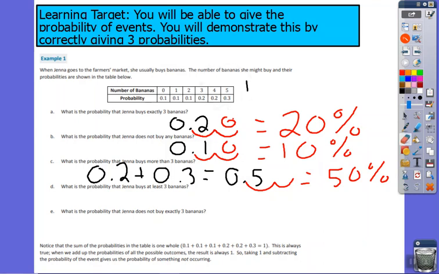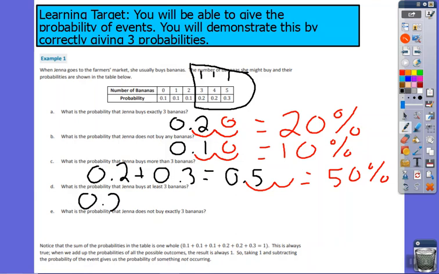Our next one, D. What is the probability that Jenna buys at least 3 bananas? Now we're still kind of thinking the same thing, but if I say at least 3, it means now 3 is a possibility, and we're going to go up from there. Because like on your grade, you want at least a 65 to pass, but you would love something higher than that. So at least means I'm going to start at that number, the 3, and then I'm going to work my way up. So I'm going to add all those together.